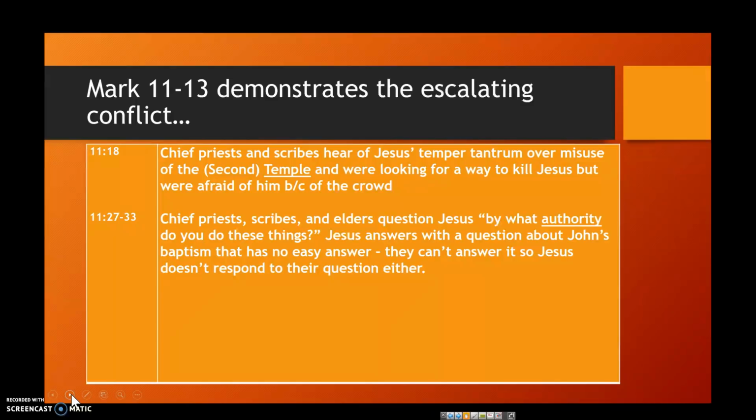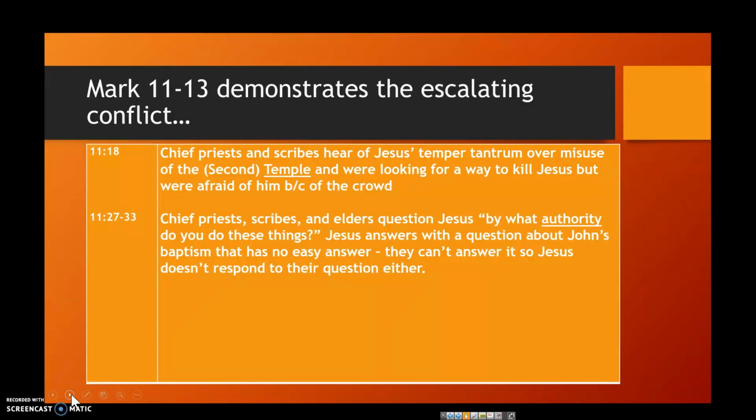Very ironic because we're going to see the crowd that supports Jesus for so long will turn on him very quickly in the end. So our first conflict has to do with the temple and how the temple's used, something we know is very important to the Jews from the Old Testament. Our next example of conflict has to do with authority.